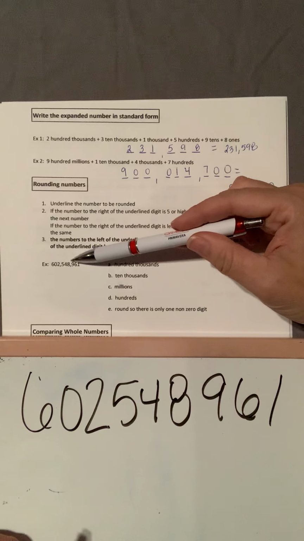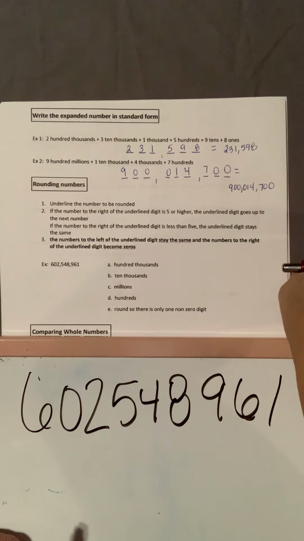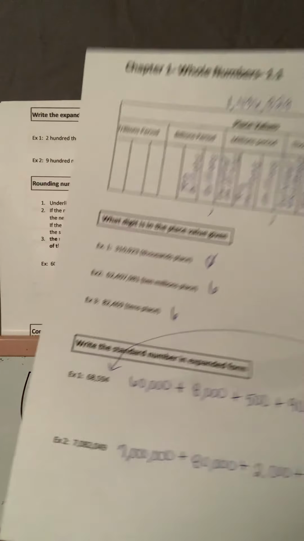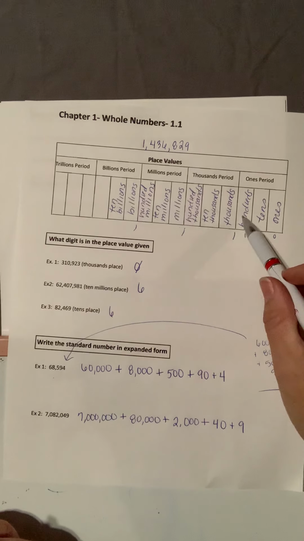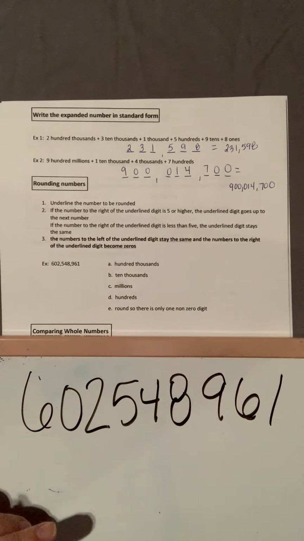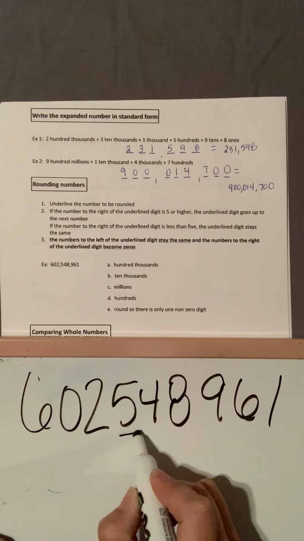All right, so the first one, let's round it to the 100,000s. So if you don't remember your 100,000s, look back at your chart. 100,000s is 6 over: 1, 2, 3, 4, 5, 6. So your 6th number over, 1, 2, 3, 4, 5, 6, is the 5.